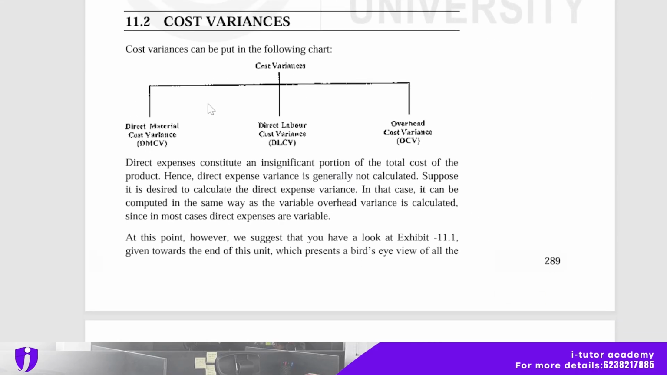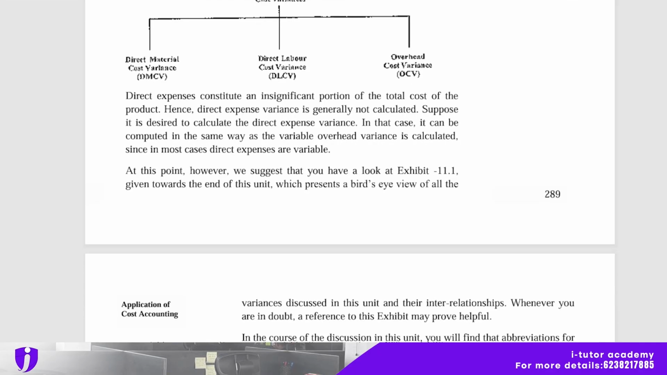So let's see the cost variance. Cost variances are of three types, that is direct material cost variance, direct labor cost variance and overhead cost variance. Direct expenses constitute an insignificant portion of the total cost of the product. Hence, direct expenses variance is generally not calculated. Suppose it is desired to calculate the direct expense variance. In that case, it can be computed in the same way as the variable overhead variance is calculated, since in most cases direct expenses are variable.